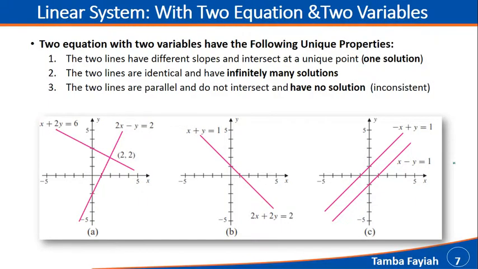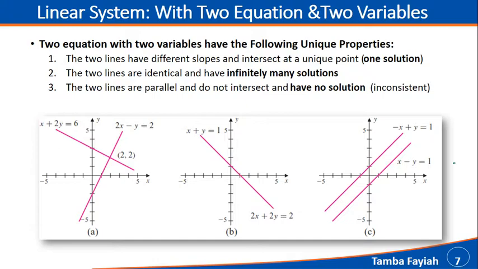So we are going to look at the case of a 2 by 2 system of linear equations. This is an interesting system of linear equations, so we look at it in particular. There are certain properties this system exhibits. Two equations with two variables have the following unique properties.